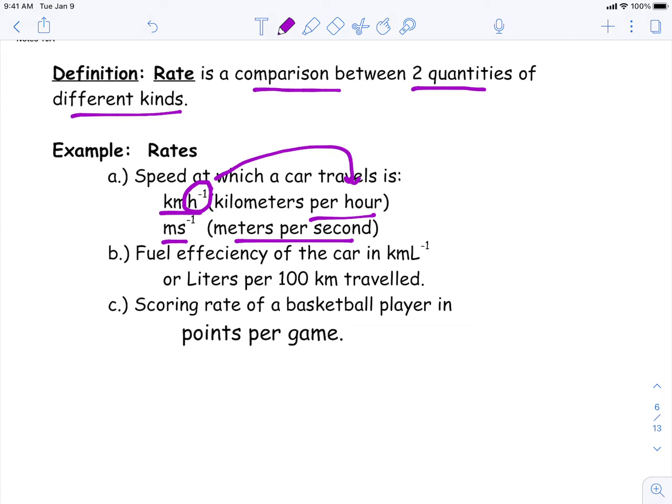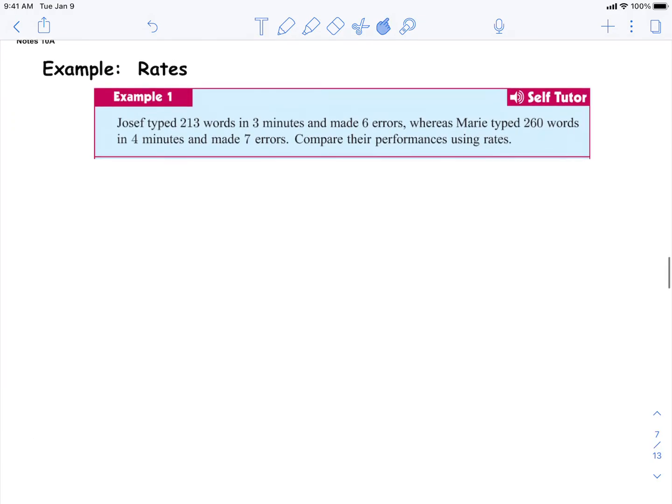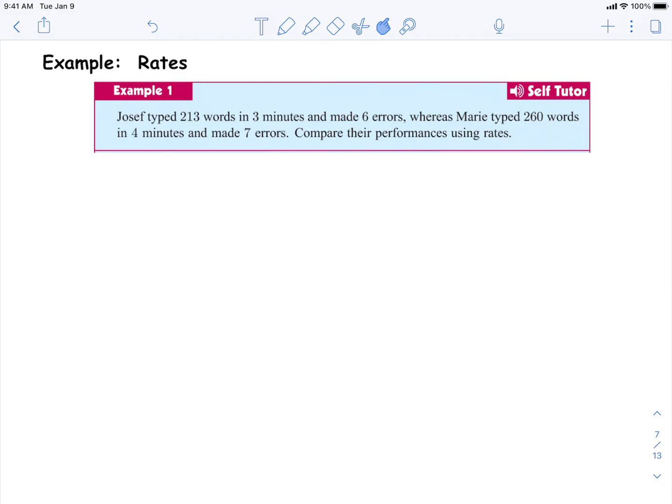Example B, fuel efficiency of a car in kilometers per liter, or liters per 100 kilometers traveled. Scoring rate of a basketball game is points per game. These are different rates. So here's an example from our book.